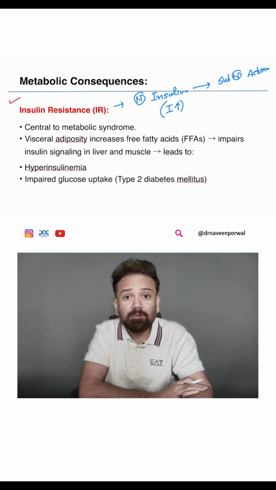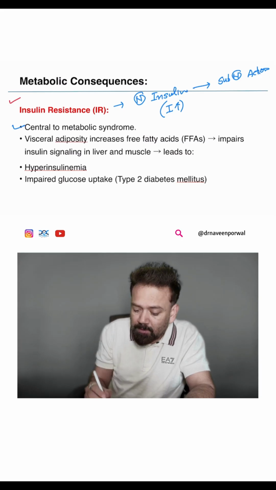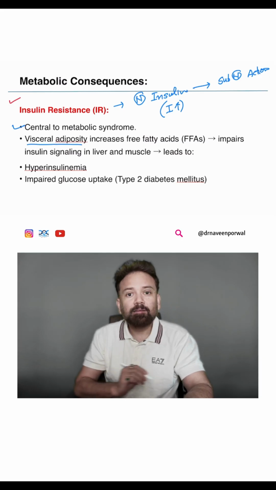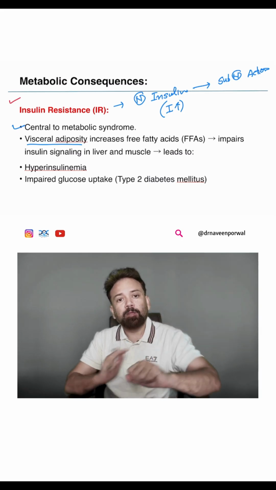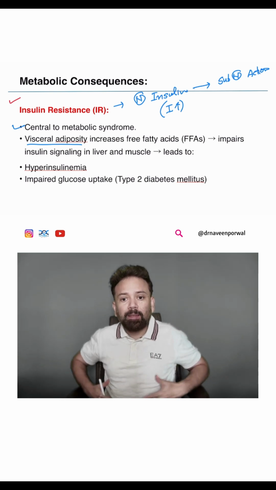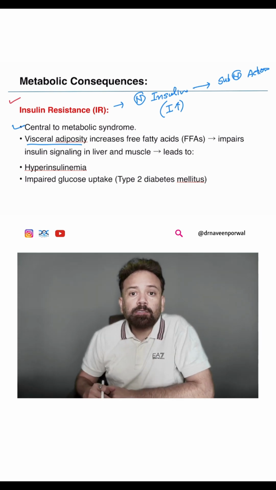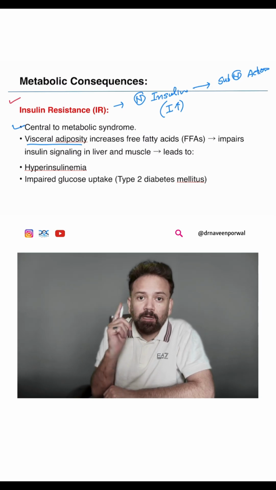And what is the reason? The answer is again, it is central to the metabolic syndrome: visceral obesity. There are two types of fat. One fat is below the skin, called subcutaneous. That is not that bad. But the fat which is around the belly, it is called visceral fat. Belly fat around the omentum is dangerous.